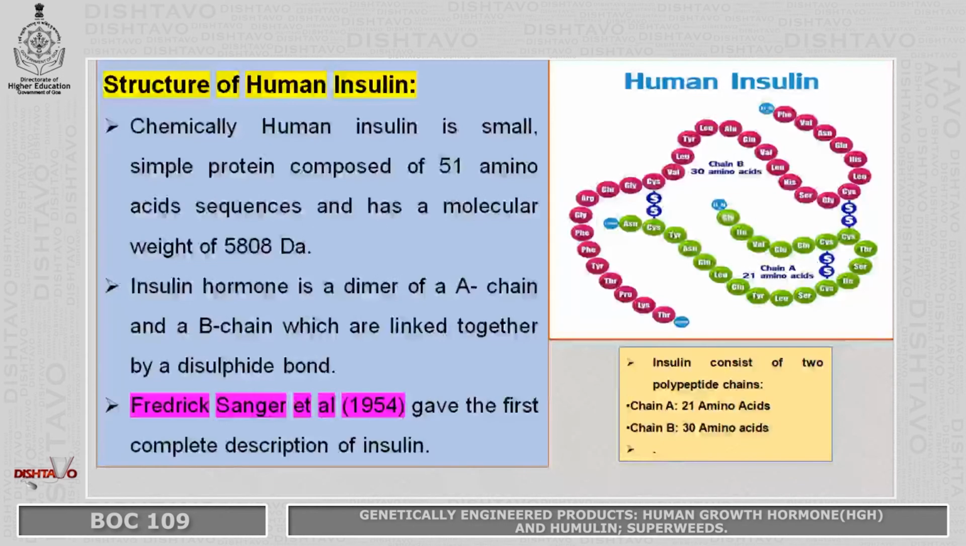The structure of human insulin, as I've already shown before, consists of two chains, chain A and chain B. Chain A is 21 amino acids, chain B is 30 amino acids, and its molecular weight is 5808 daltons. It is a dimer, as I've already said, and it was first described by Frederick Sanger in 1954.